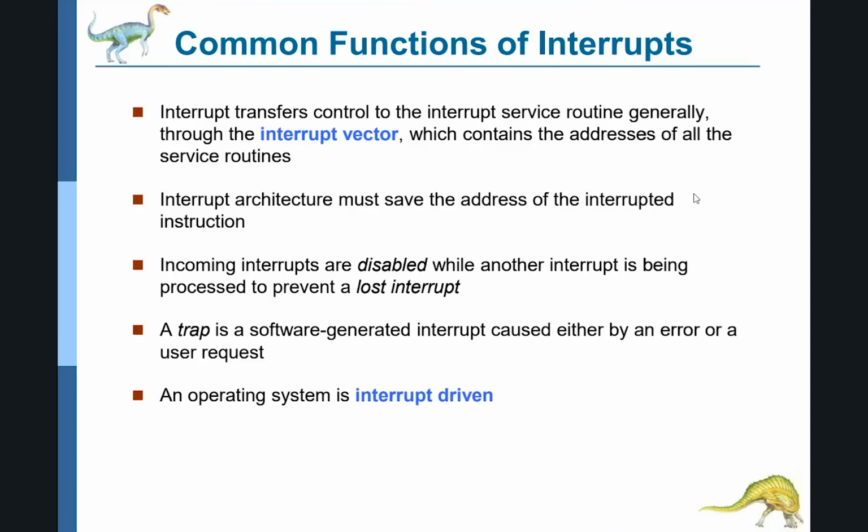A vector is created to determine how this interrupt is going to work. The transfer usually controls the interrupt service routine generally through the interrupt vector, which contains the addresses of the service routines. For example, in data structures, it says this one gets to run first, and then the other one.